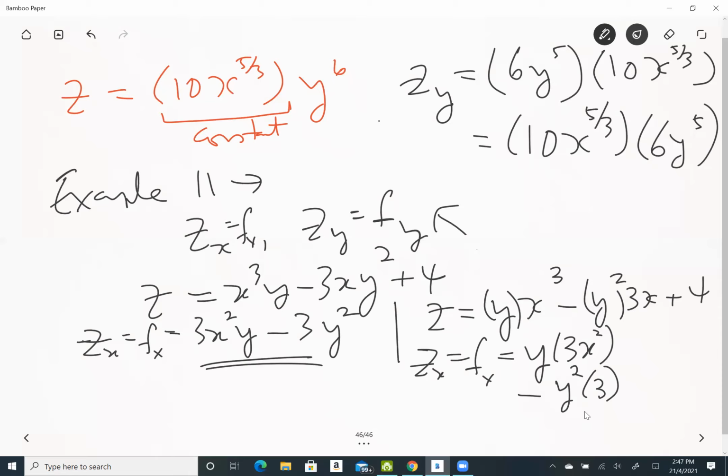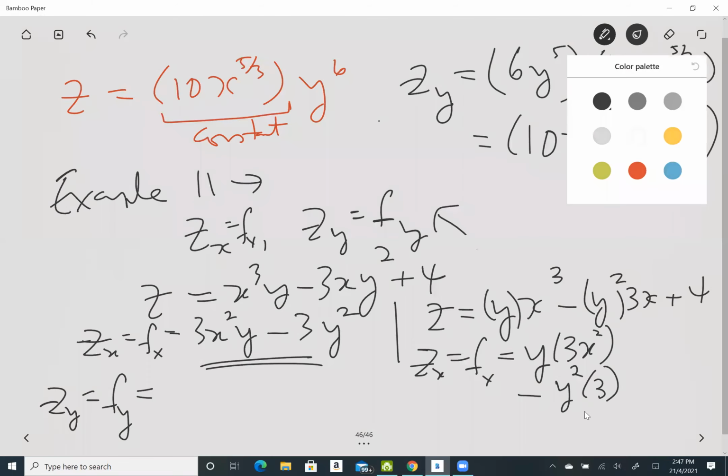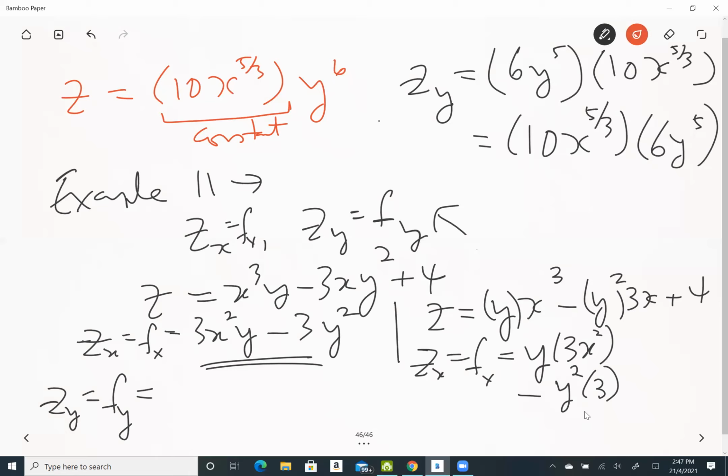Okay, next. Fy. So if you are not sure yet, you rewrite like what I do here. When you want to find Fy, you bring x to the beginning. So x to the beginning, there is nothing to change, because that is what we originally have. There is x cubed there, and 3x is already on the left. So no problem, easy. Because y and y squared, y is the variable. Okay, so what is the derivative? Fy.